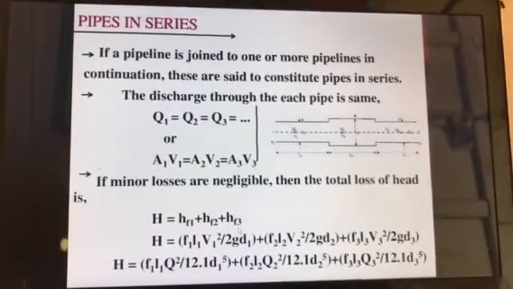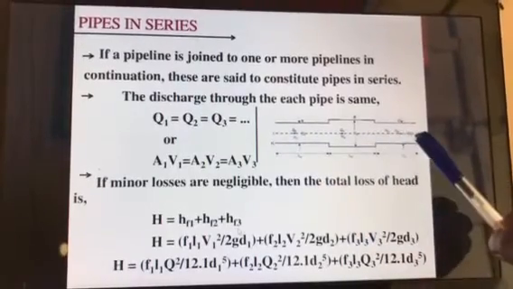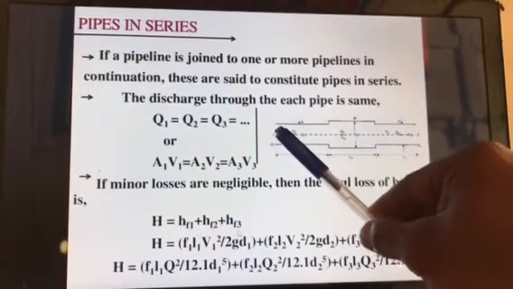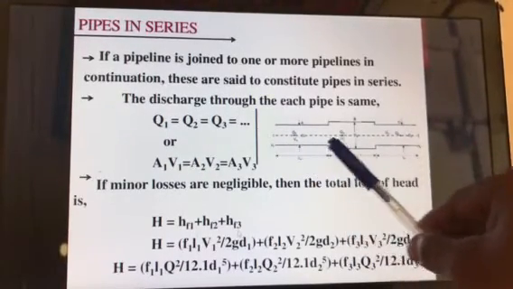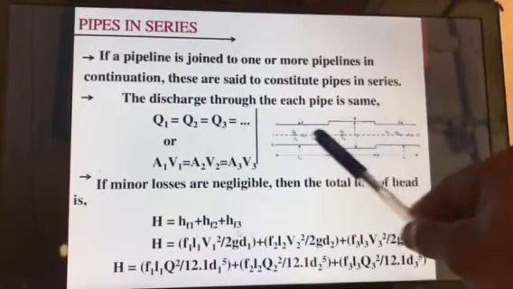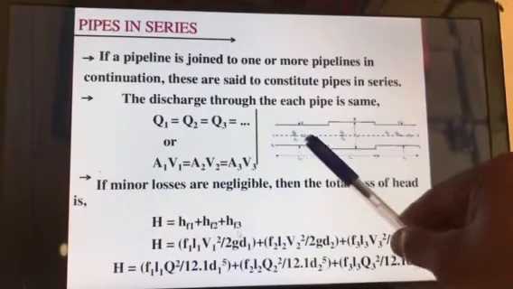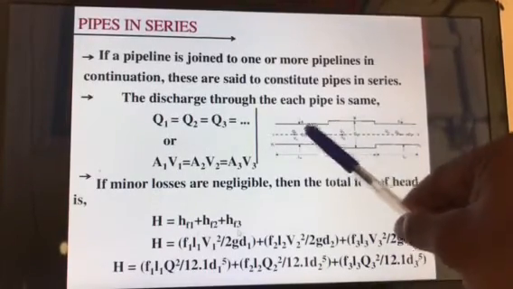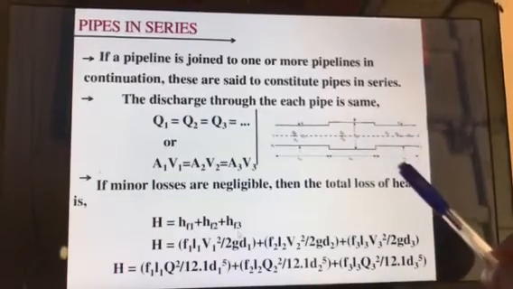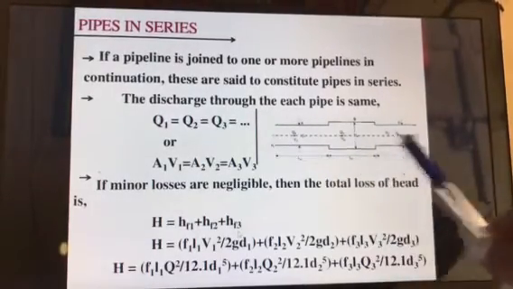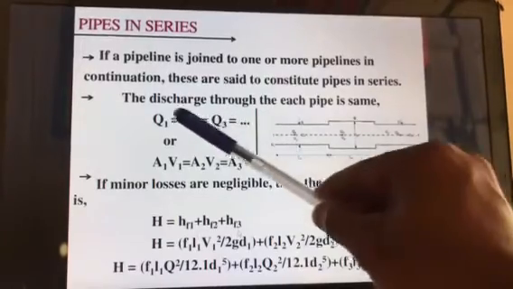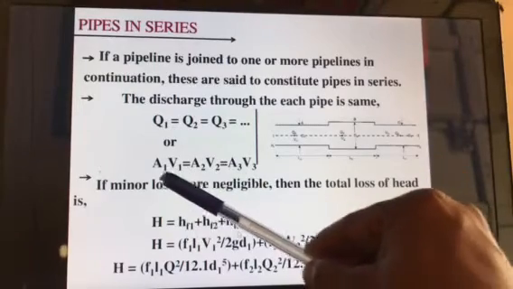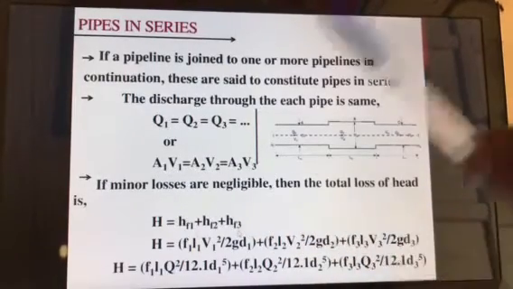Now the discharge through all these pipes will be the same, because from the continuity equation we know the discharge will be the same during the flow of fluid through these sections, because the pipes are in series. Only the cross section is changing, but the discharge of flow is the same through each section. So you will get Q1 equal to Q2 equal to Q3, and Q1 is A1 into V1, so it can be written as A1 V1 equal to A2 V2 equal to A3 V3.